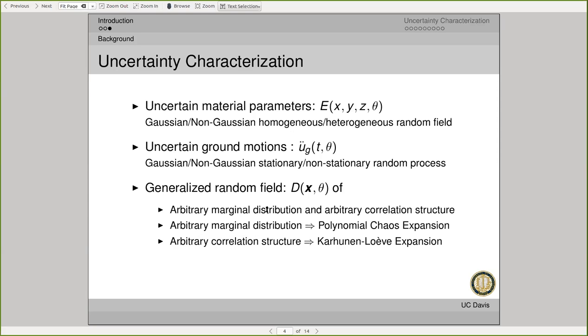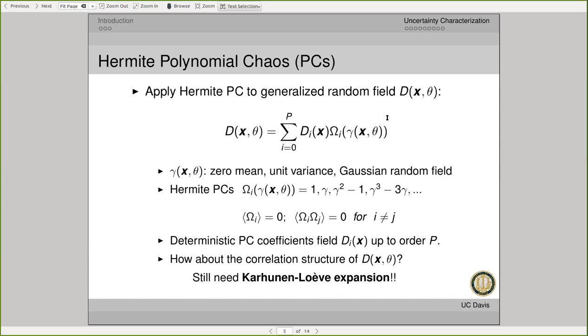that this generalized random field may have. This is the expansion of the Hermite polynomial chaos for the generalized random field. Here we have an underlying zero mean unit variance Gaussian random field, and we will call this the kernel Gaussian random field. We will construct our Hermite polynomial chaos based on this kernel Gaussian random field. The Hermite polynomial chaos will take the form like this, and it has the property of zero mean and mutual orthogonality.